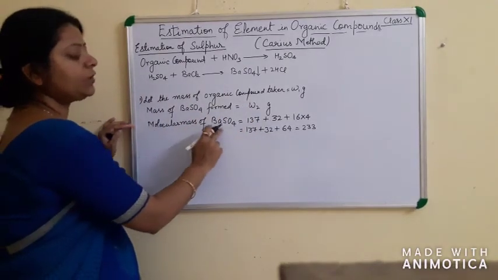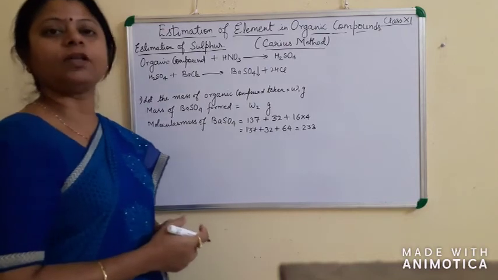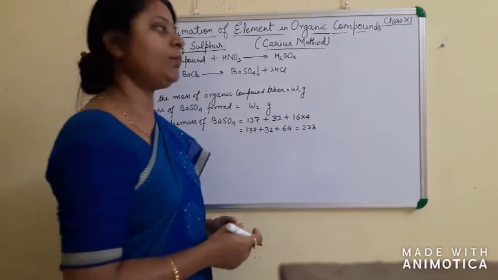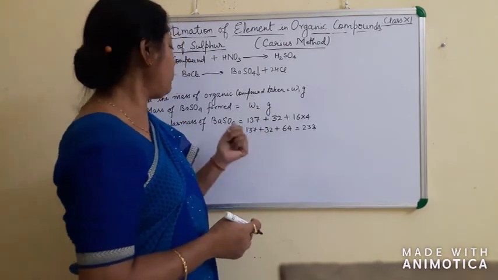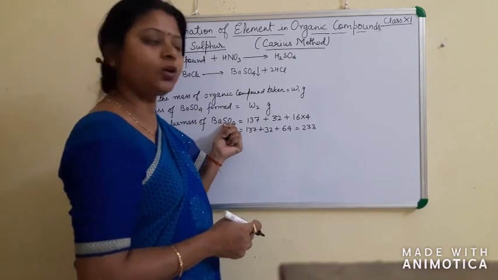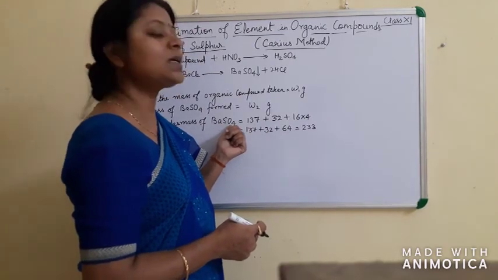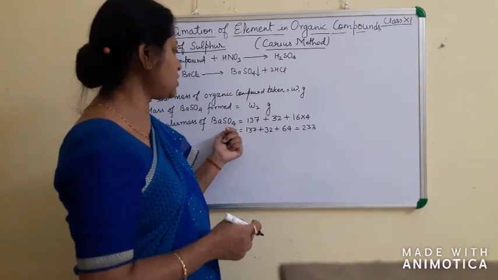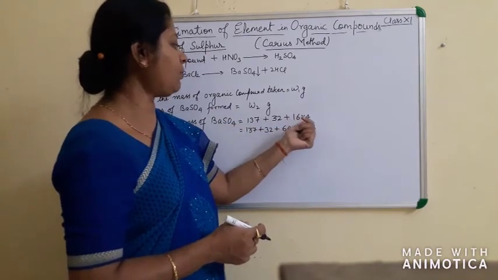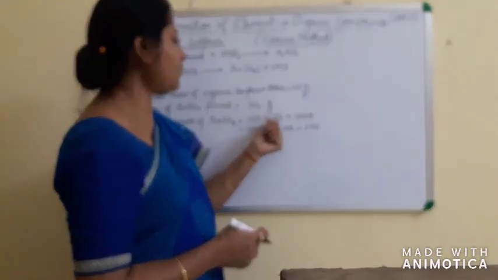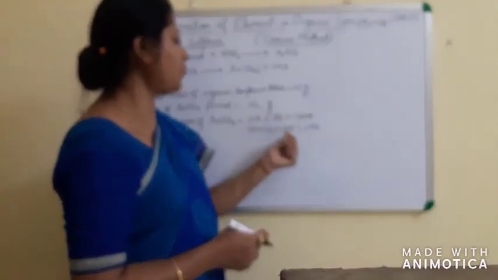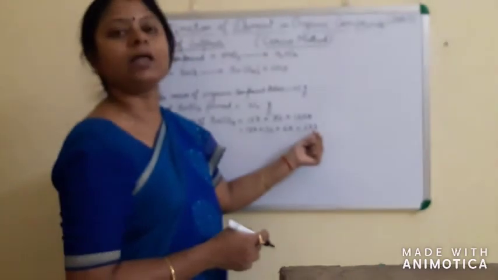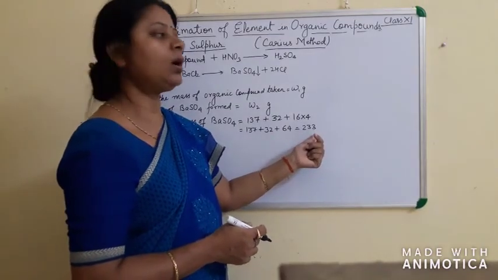Now the molecular mass of barium sulfate. All of you know that the atomic mass of barium is 137, the mass of sulfur is 32, and the mass of oxygen is 16 gram, but here there are 4 atoms of oxygen, so we multiply it by 4. 137 plus 32 plus 64 is equal to 233. This is the molecular mass of barium sulfate.